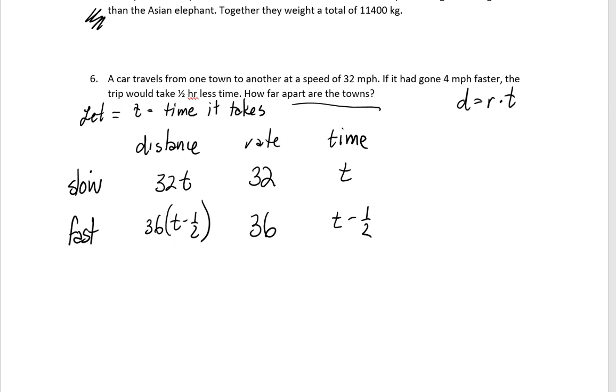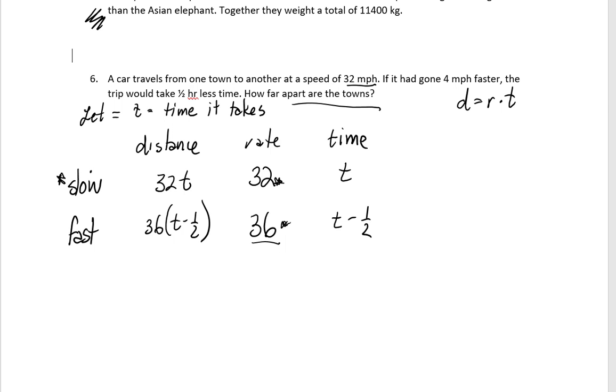And so what I'm thinking of is we know the slow speed, traveling at 32 miles per hour. And if it had gone 4 miles faster, the trip would have taken a half hour less. So I set it up as the slow version of the trip and the fast version of the trip. So the rate of the slow was 32 miles per hour. The rate of the fast is 4 miles an hour faster. So we know those to be true.